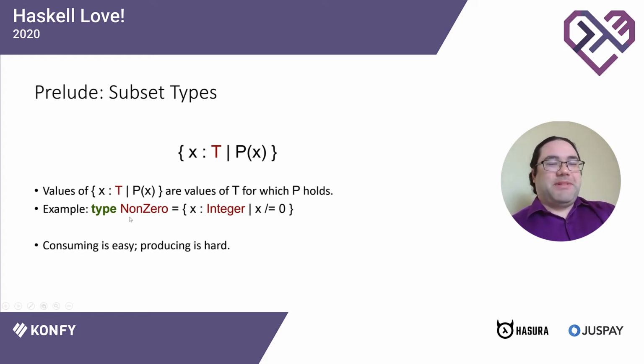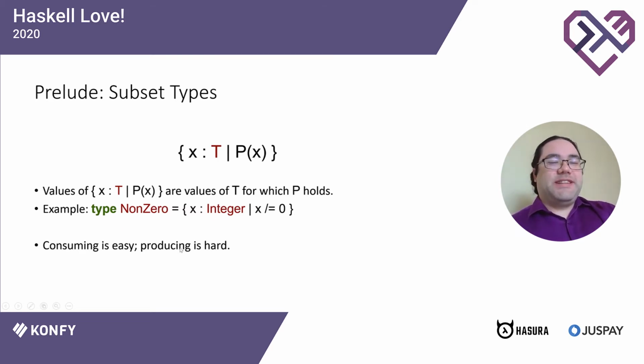And the simple example is the type of non-zero integers would just be integers restricted to those that are not zero. So that's straightforward, I think. And so consuming subset types is easy. A value of type non-zero is just an integer. It just happens to exclude integers that are zero, but that doesn't matter to you as a consumer.